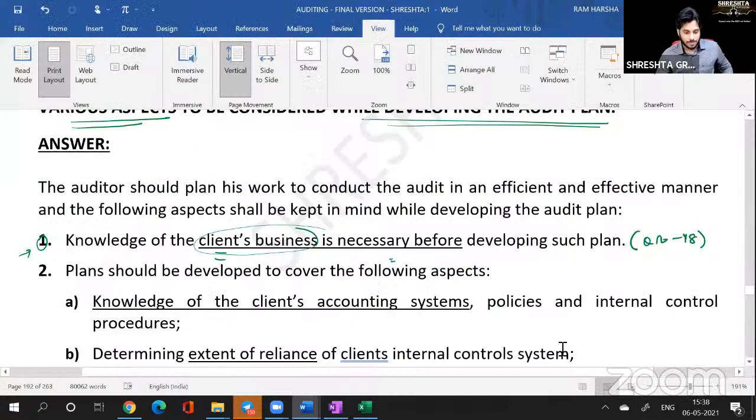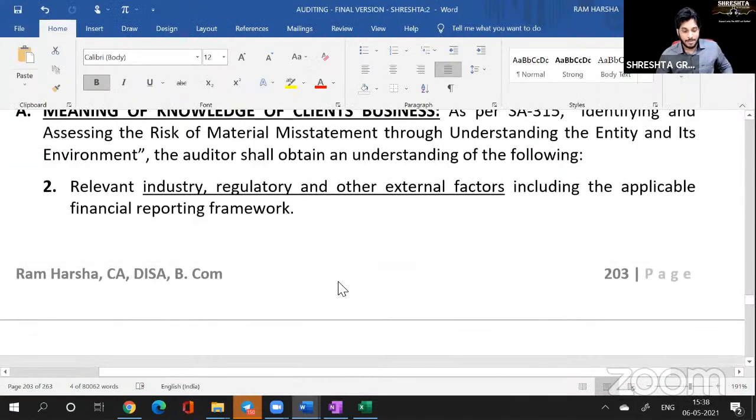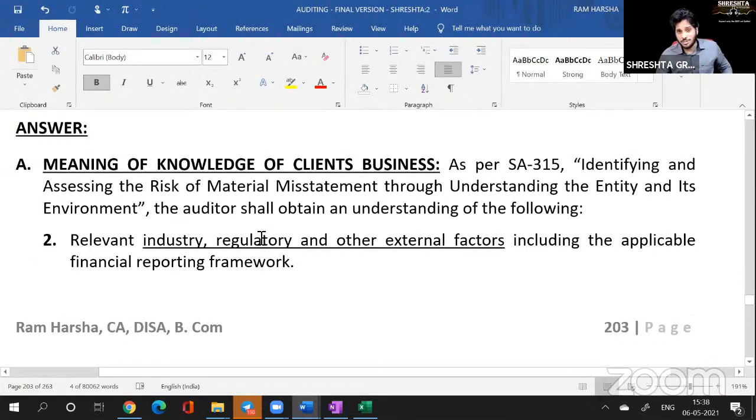Okay, next. Question number 18 talks about what you mean by knowledge of client business. Knowledge of client business means, here the numbering was wrong, just mention it as first point, you need to understand the industry, regulatory, and external factors. Sir, what do you mean by industry, regulatory, external factors?